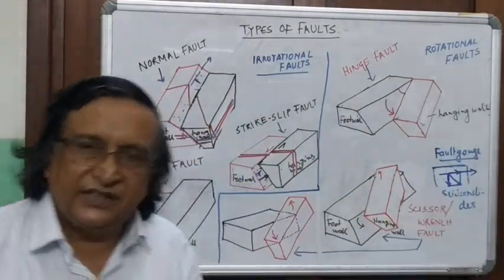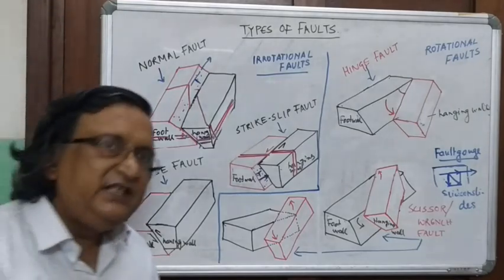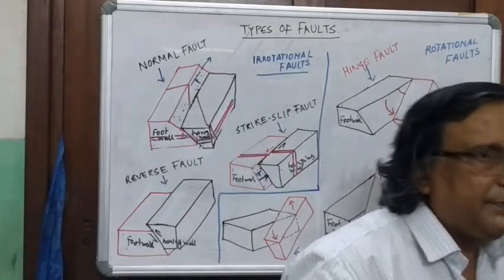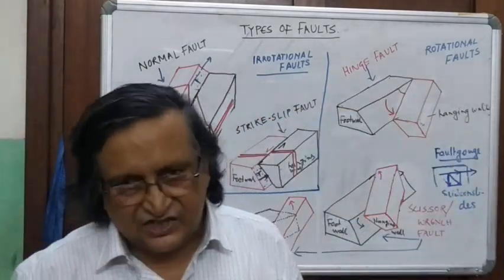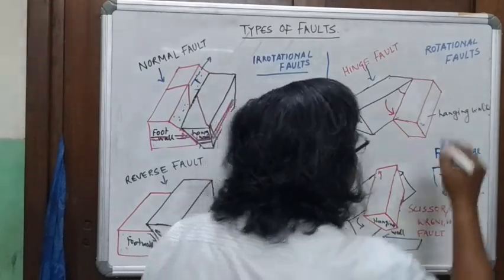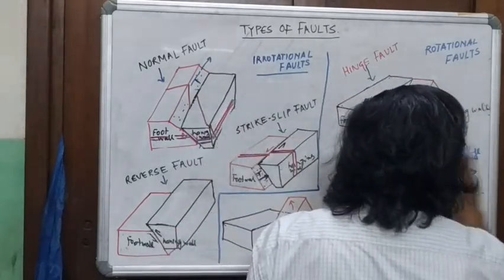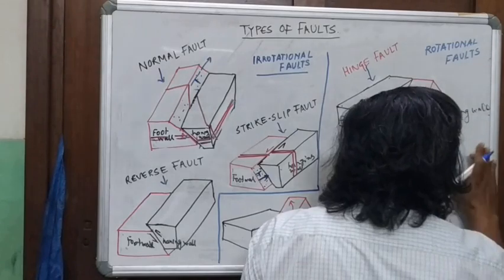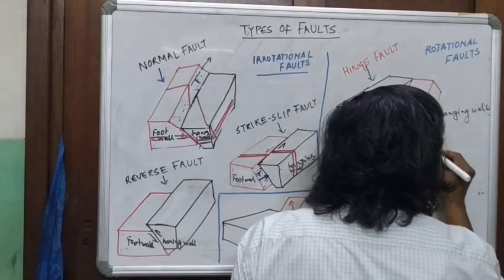There are two other things that are important. Within the reverse fault, there are two other types of fault. One is called a thrust. Now this is also important. It's a type of reverse fault, you get something called a thrust fault.